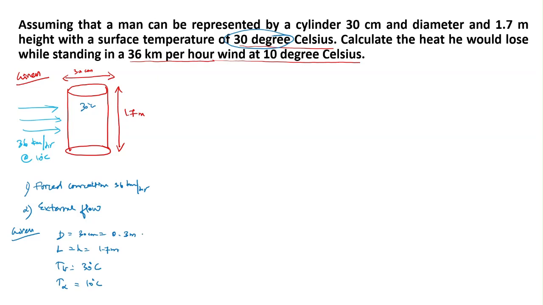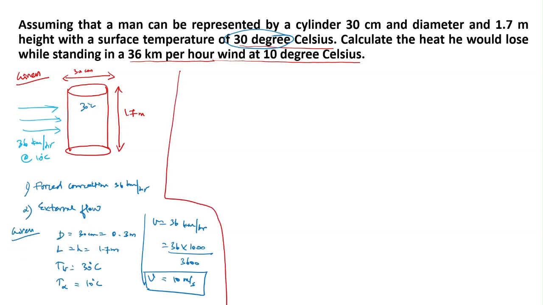Then the velocity is given as u equal to 36 kilometer per hour. Now we can convert it into meter per second. For conversion, we convert 36 kilometer to meter by multiplying by 1,000, and convert hour into seconds by dividing by 3,600. After substitution we get the velocity u equal to 10 meter per second. So all the given data is converted into meter units. Now we can move to the problem.